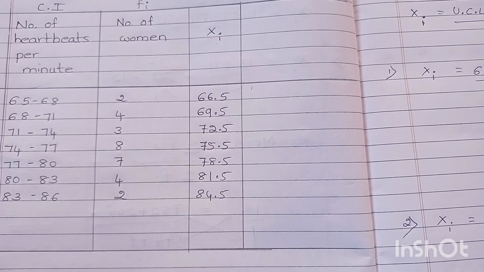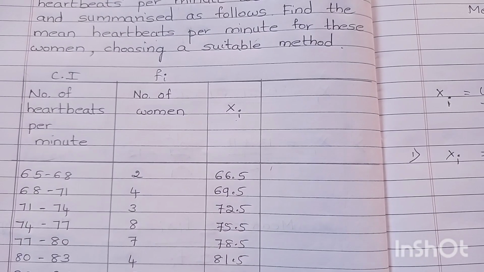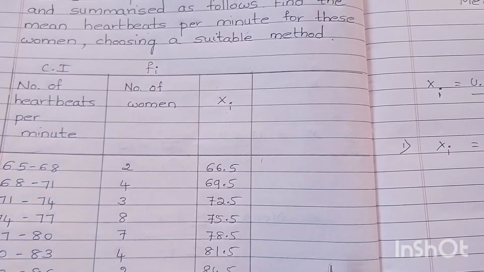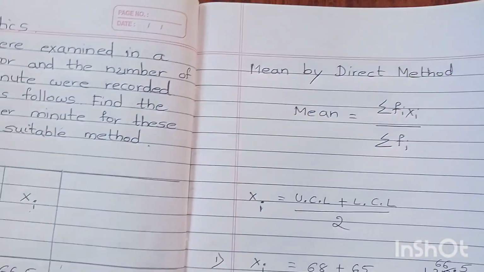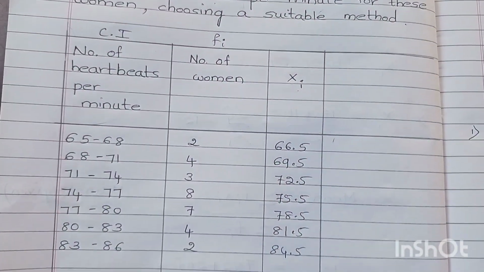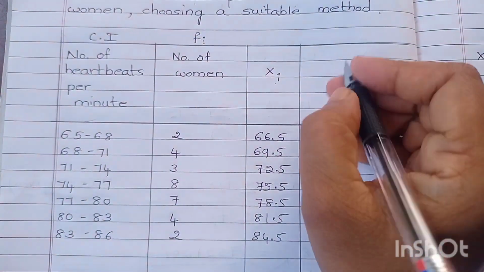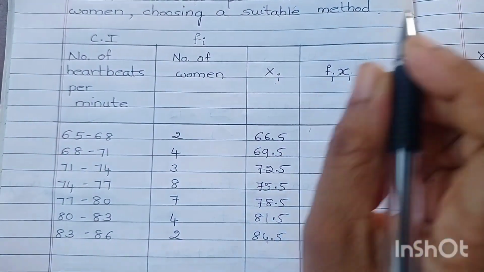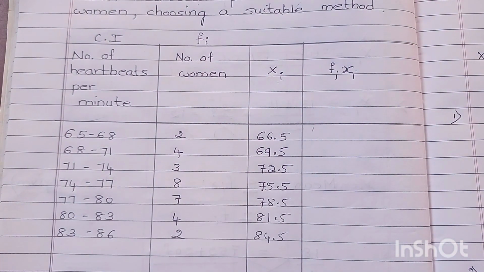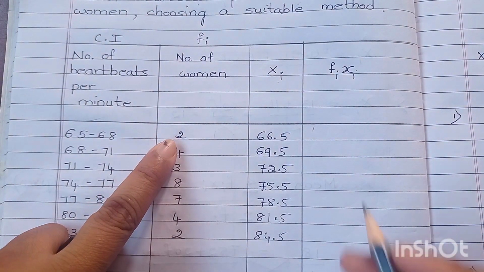Okay, but my suggestion is to use the formula for at least 2 class intervals, because in the examination they will give you marks. Now we have to find fi into xi. Already we did the table for xi. Now it is time to find fi into xi. Here fi, that is 2.